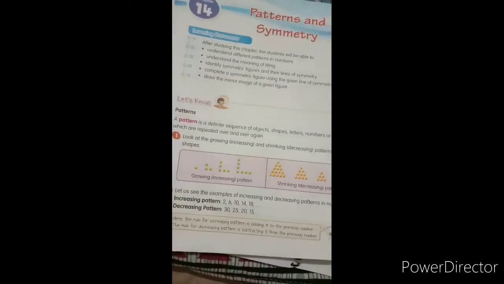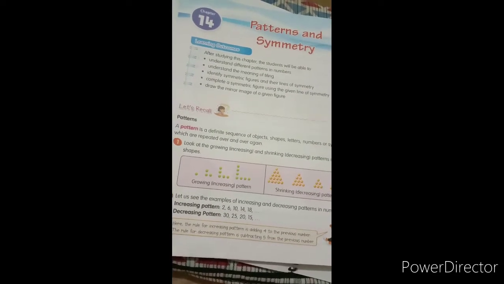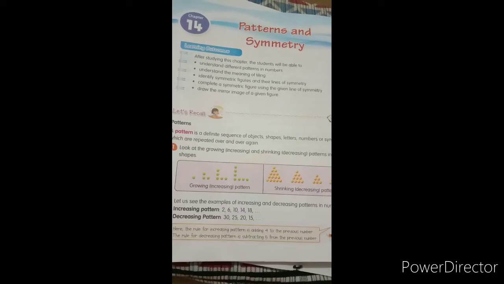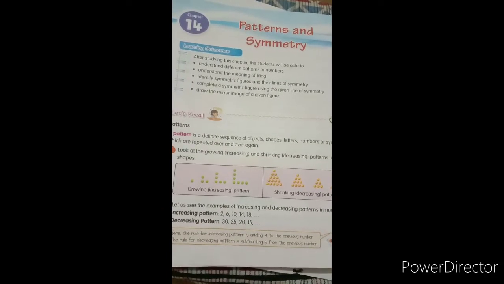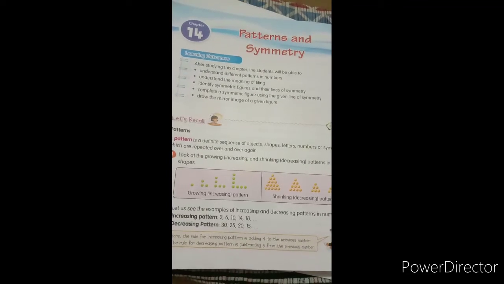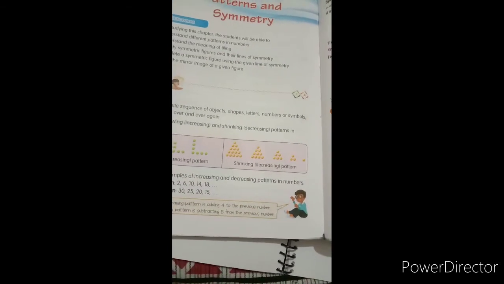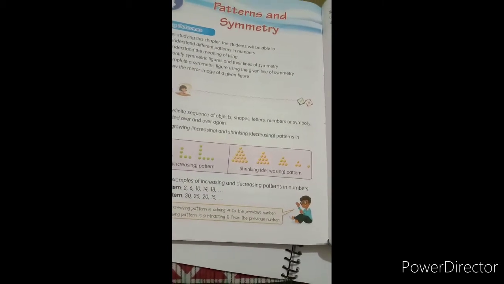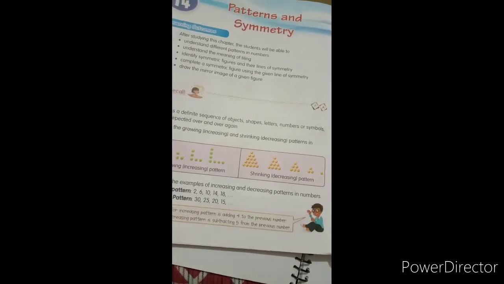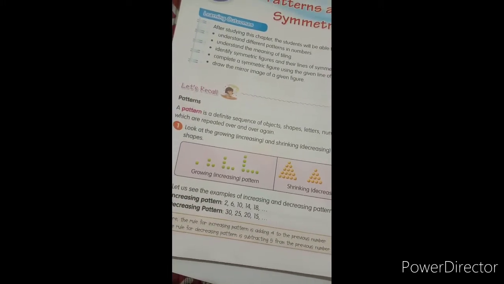First is, look at the growing means increasing and shrinking means decreasing pattern in shape. Growing means increasing means बढ़ता हुआ pattern, and shrinking means सिकुड़ा हुआ. सिकुड़ा means decreasing pattern. सिकुड़ना means भी एक kind of छोटा होना, and decreasing भी क्या कि वो घट रहा है. So this is either a growing pattern or shrinking pattern in shape. So first one is growing or increasing pattern.